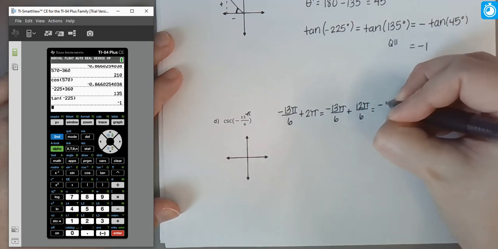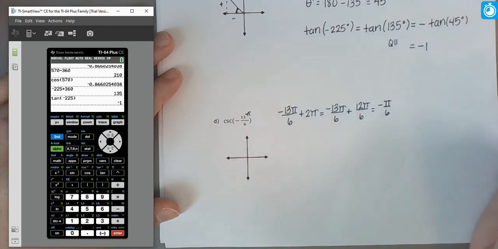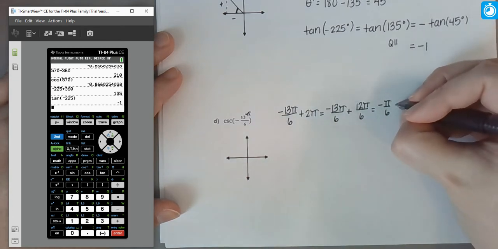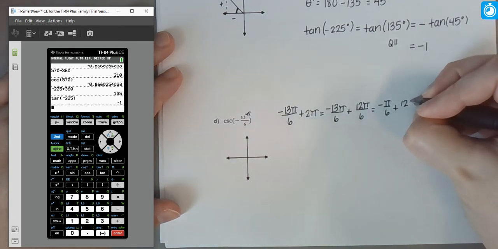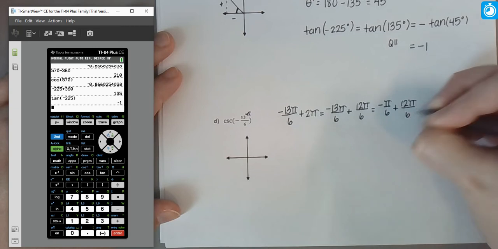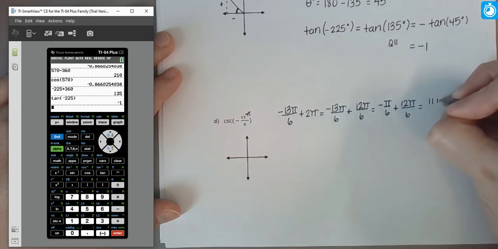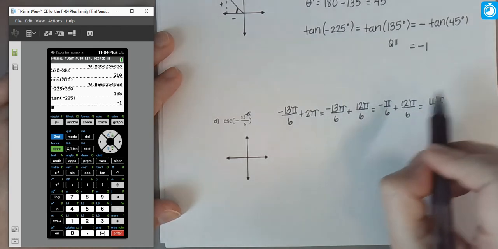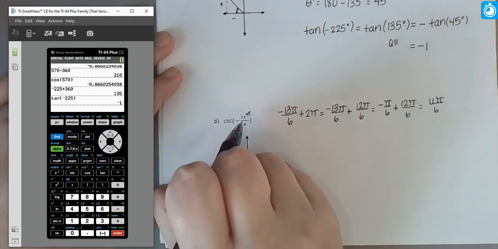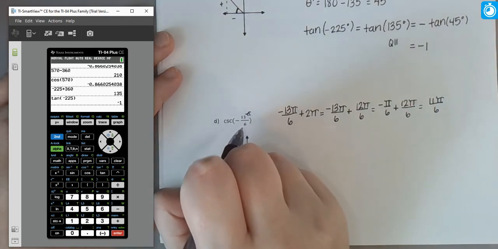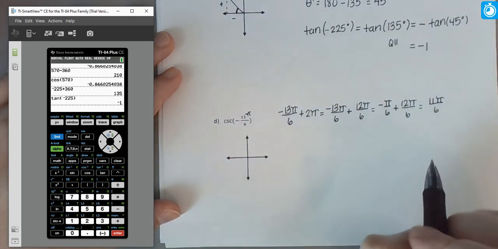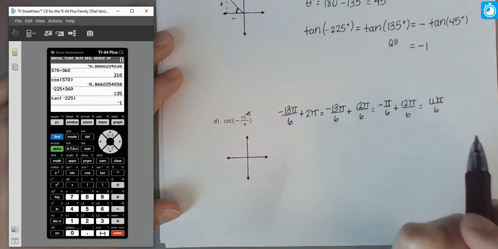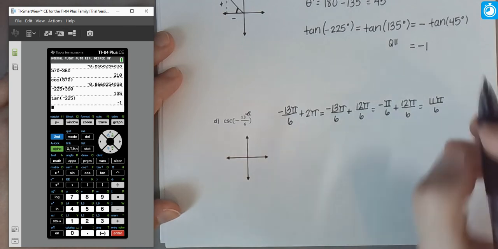And that's going to take us to negative pi over 6. Now we're not quite there, so let's add on another 12 pi over 6, and that's going to take us to 11 pi over 6. So that's going to be our coterminal angle. So everything we know about negative 13 pi over 6, all the values are the same for 11 pi over 6 because they are coterminal, they look the same.